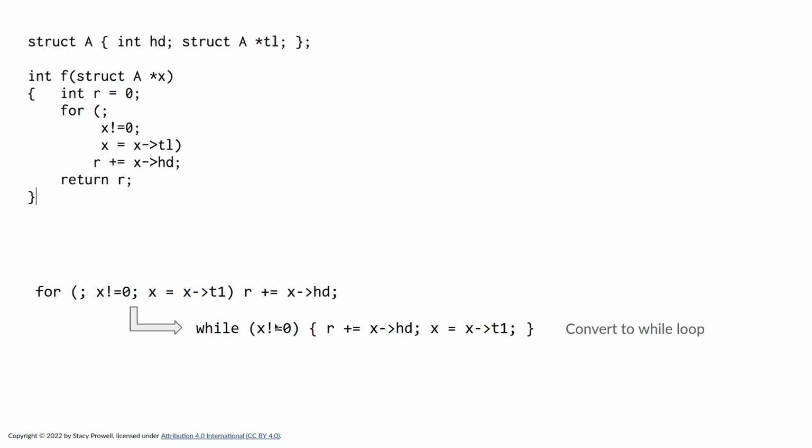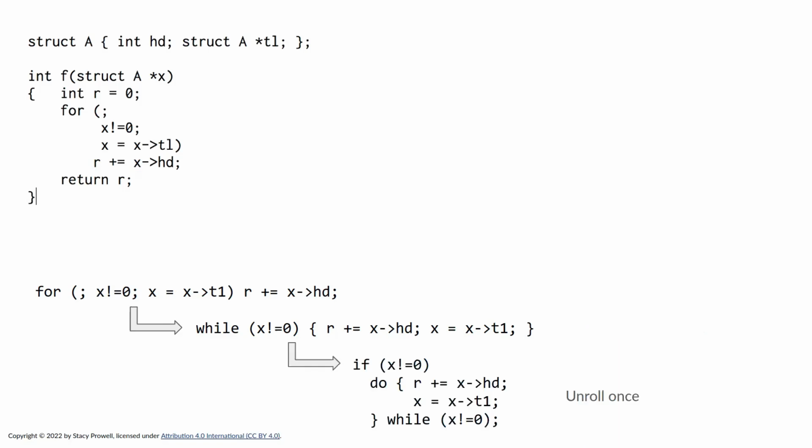While loops, you seldom see while loops directly in assembly. Usually what you see is do-until or do-while loops. So let's unroll it once. Unrolling it once looks like this. We check to see if x is not null. If it's not null, then we have a do-while, and the do-while is just the body of the original while loop and the same predicate as the while loop. There you go.